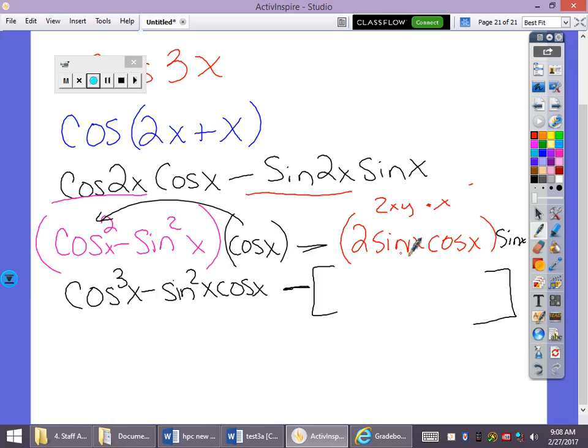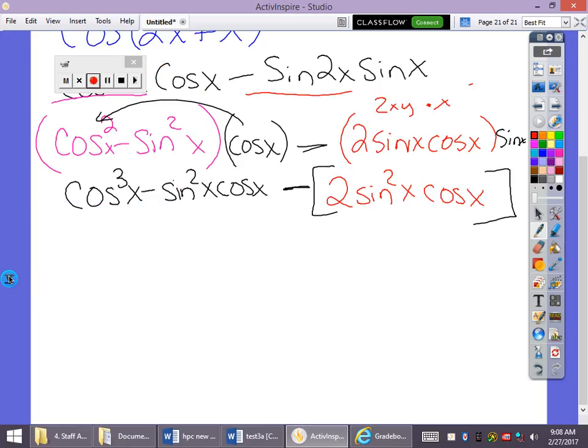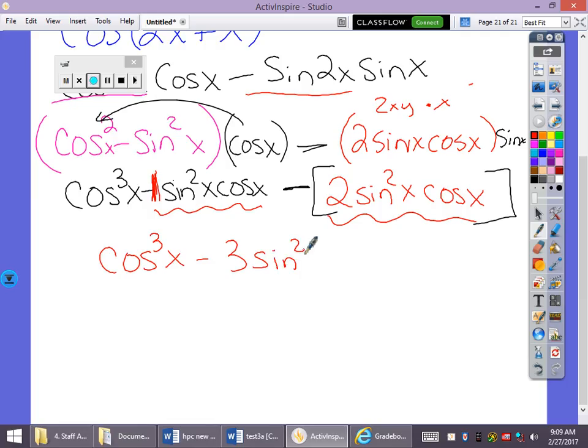Okay? So who does this match up with? Sine. So it's going to become a 2 sine squared x cosine x. Okay? But it's a minus. So I really didn't need the brackets, but that's a good practice for later. Okay? Now what do you notice? I have two like terms, this and this. Remember that this is a 1. So negative 1 minus 2 is negative 3 sine squared x cosine x, yes?